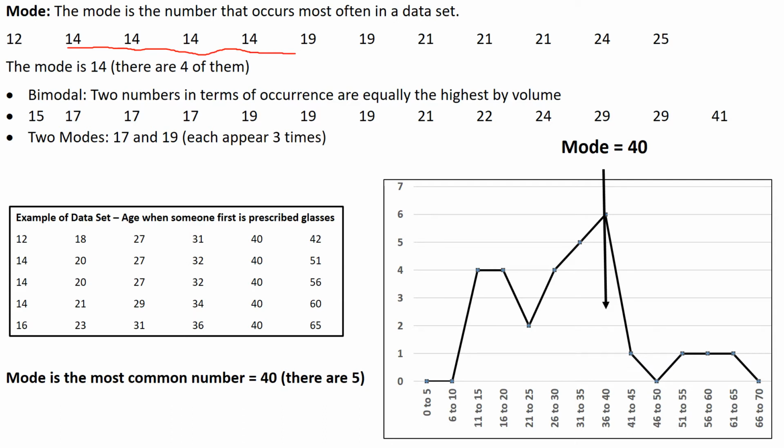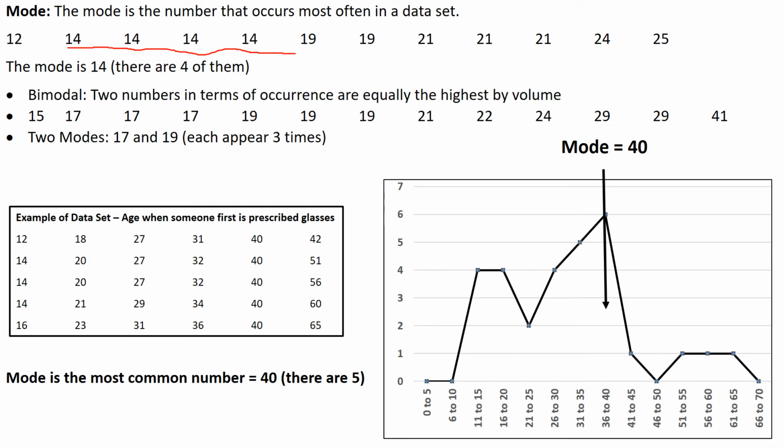Now I've got another set of numbers here from 15 up to 41. And I've got two sets of numbers that are modes. 17, there's three 17s, and there's three 19s. There's two 29s, but that is not as much as three. So three 17s, three 19s, that's called bimodal. You can have more than one mode.